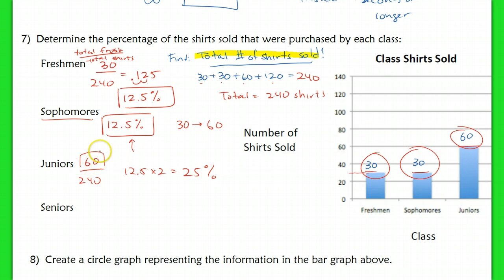So either way, if I had done the math here, 60 divided by 240, I would have gotten 0.25, and I can move that decimal 2 spots over. But since I'm noticing that the numbers are very similar, I can just double to get 25%.